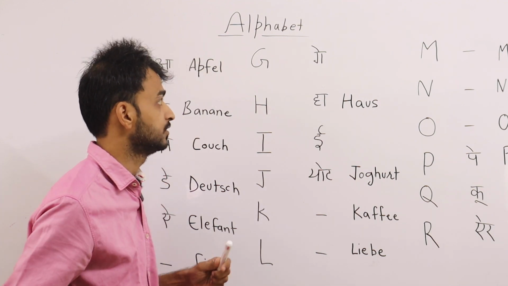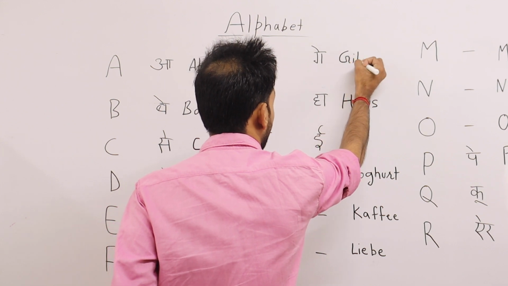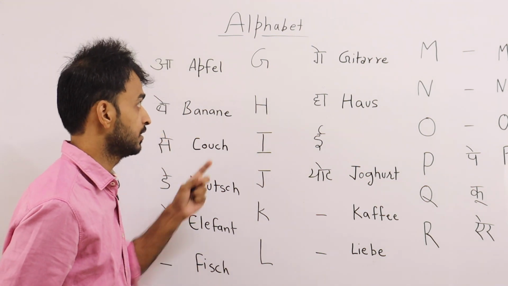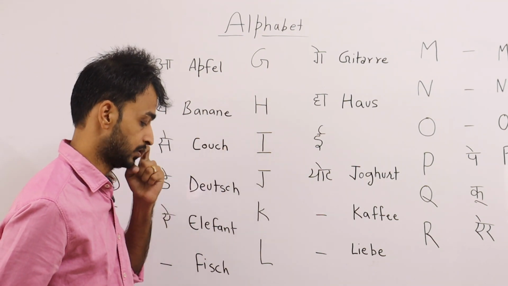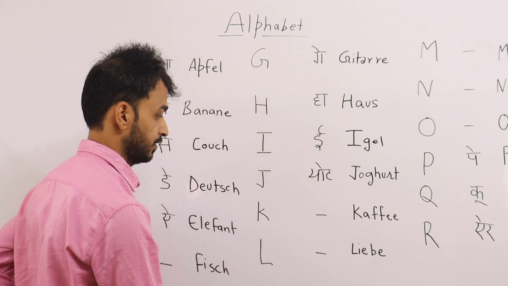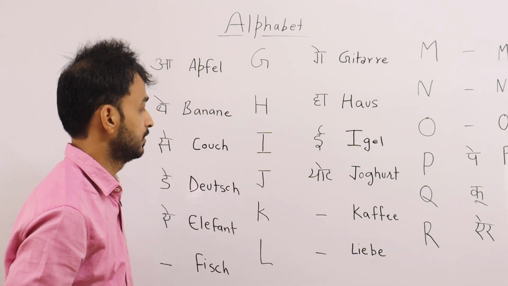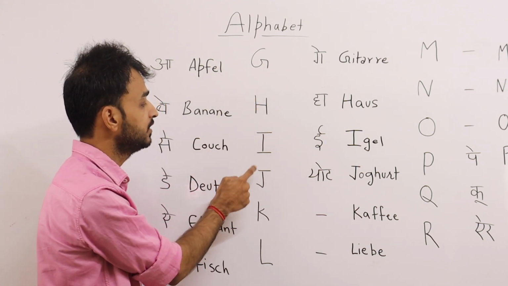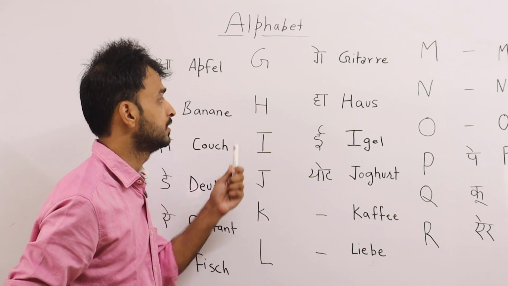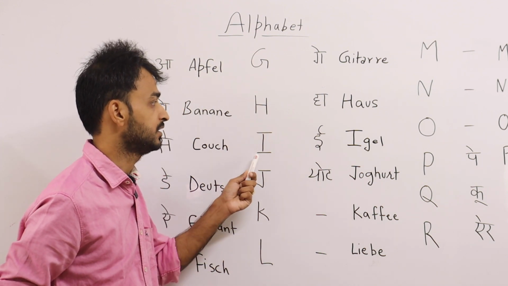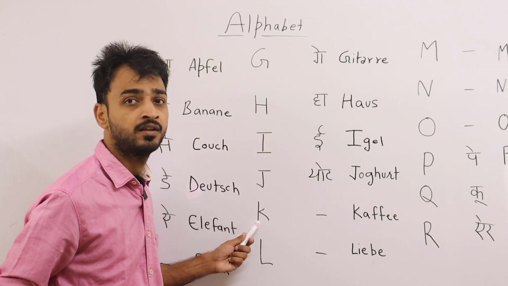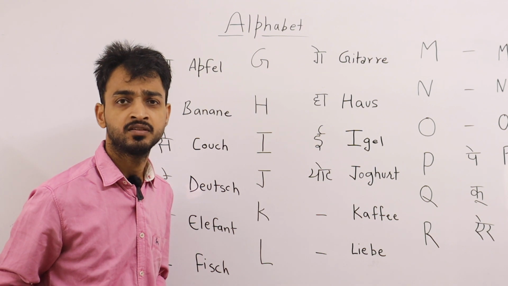So I'll write some alphabets, like with G we have Gitarre, guitar, a musical instrument. G, guitar. H, house. E, Eagle. Eagle is a bird. So once again we repeat G, H, E, J, K, L. With G we have guitar, with H we have house, and E, eagle. J, yogurt. K, Café, and L, Liebe. Liebe means love.